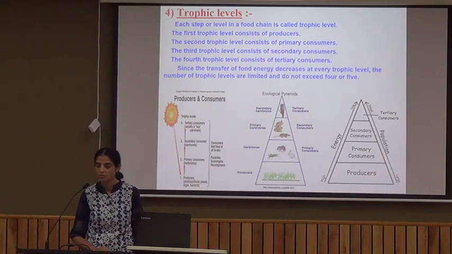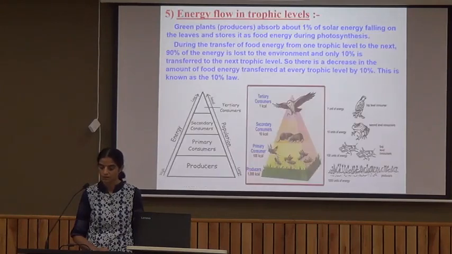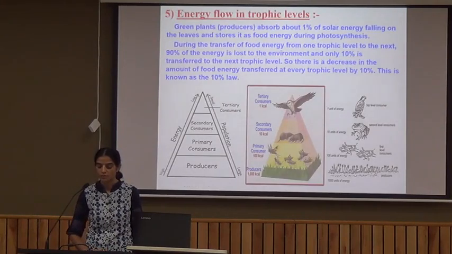We can't have more than 4 or 5 trophic levels in a single food chain, because at each trophic level there is a decrease in energy. So finally, when we reach the top of the food chain, the energy received will be very little if the trophic levels exceed in number. Energy flow in trophic levels.